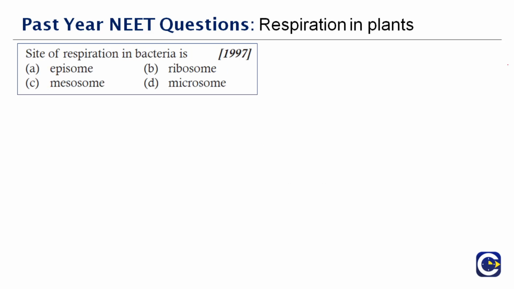Next question. This question was asked in the year 1997. Site of respiration in bacteria is dash. Now you're given 4 options here. Now we'll go option by option. What do you mean by episome? How can you describe it? So the first option is episome. Episome can be described as a portion of genetic material that can exist independent of the main body of genetic material. So episome is concerned with genetics. Therefore, the answer is not episome. I'll write it here so that it will be clear for you.